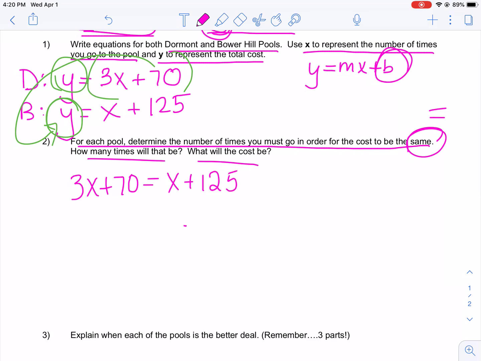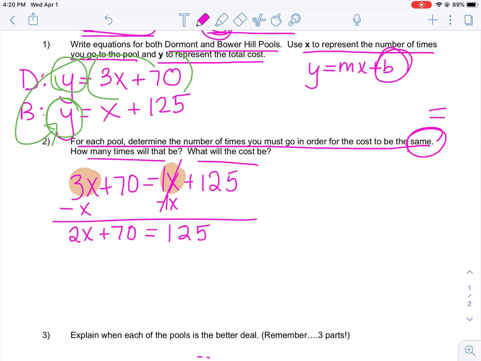All right, so we have 3x plus 70 equals x plus 125. Let's get those x's together, but again, we can't just jump across the equal sign. I want to algebraically move this 1x and subtract them from both sides. They cancel out. 3x minus 1x is going to leave us 2x plus 70 equals 125. Now I want to take a look at some like terms together. I have 70 and 125. They want to be together, but we have to algebraically move the 70 by subtracting.